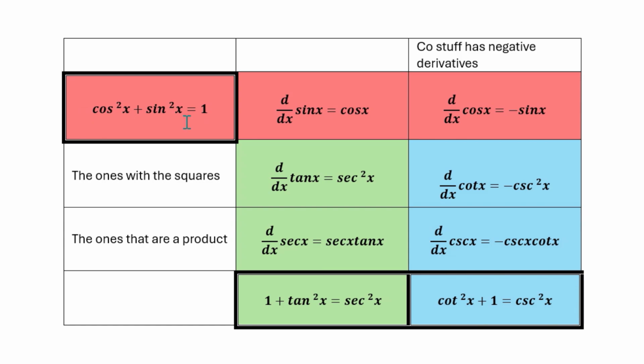So, Pythagorean identities, those things go together. Cosines and sines go together. Tangents and secants go together. Cotangents and cosecants go together. Co-stuff has negative derivatives. When you take the derivative of something that's built on a fraction of sines and cosines, you get a squared answer. When you take the derivative of something that was a reciprocal of one of the originals, you get a product answer. And they all go together logically.